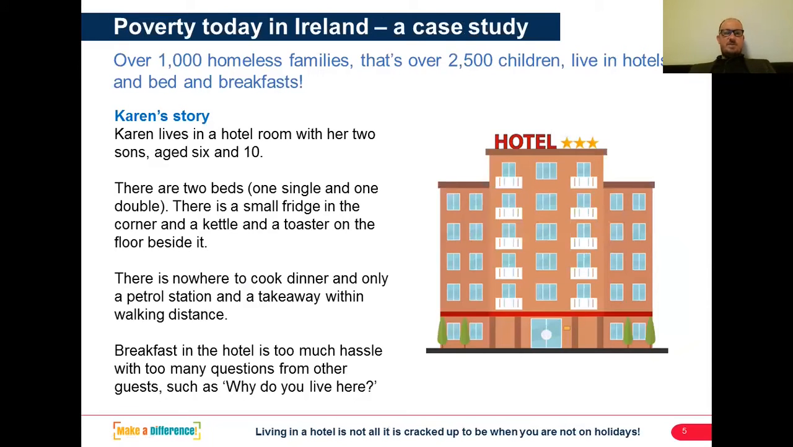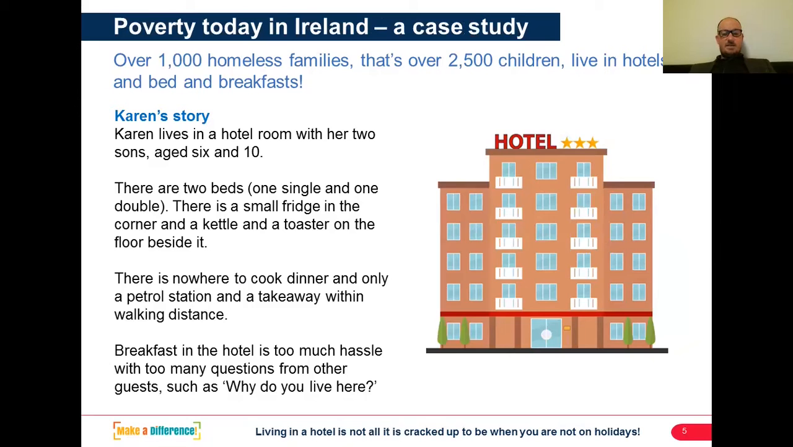Over 1,000 homeless families, that's over about 2,500 children, live in hotels or bed and breakfasts or on the streets themselves. Karen's story though. So Karen lives in a hotel room with her 2 sons, aged 6 and 10. There are 2 beds, 1 single and 1 double. There's a small fridge in the corner and a kettle and a toaster on the floor beside it. There's nowhere to cook dinner and only a petrol station and takeaway within walking distance.